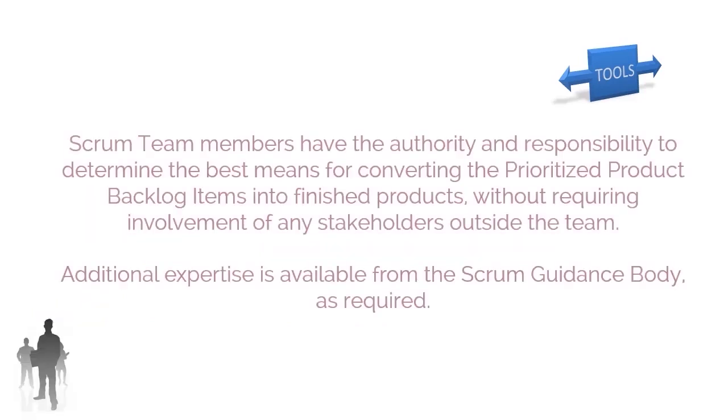Scrum Team members have the authority and responsibility to determine the best means for converting the prioritized product backlog items into finished products without requiring involvement of any stakeholders outside the team. Additional expertise is available from the Scrum guidance body as required. We have seen the inputs and tools involved. Let's now see the outputs generated in the last leg of the process.